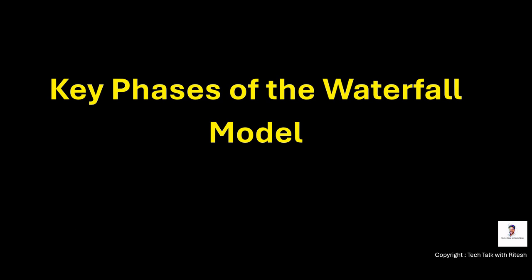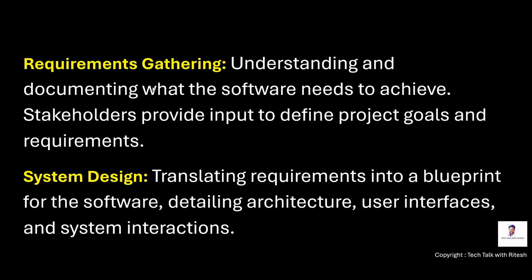Let's see the key phases of the waterfall model. Like we have covered earlier: requirement gathering, understanding and documenting what the software needs to achieve. Stakeholders provide input to define project goals and requirements. We do brainstorming sessions, interviews, documentation, etc. We see the existing architecture and the existing documentation, right? We gather whatever requirements we can get from the client or different stakeholders, and we document them. A very critical phase, like I said earlier.